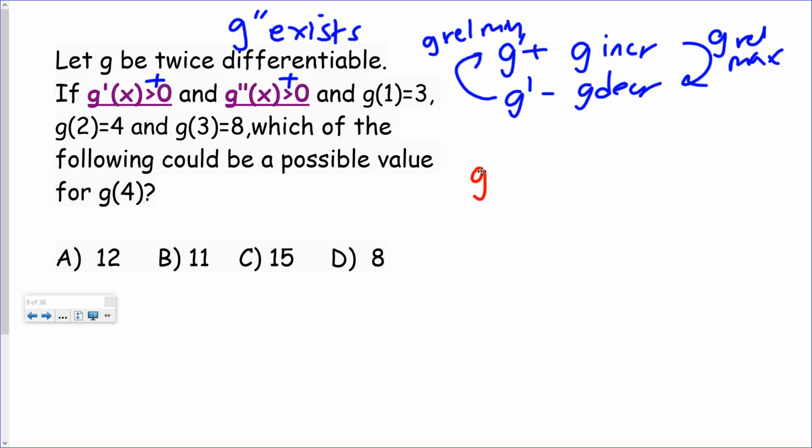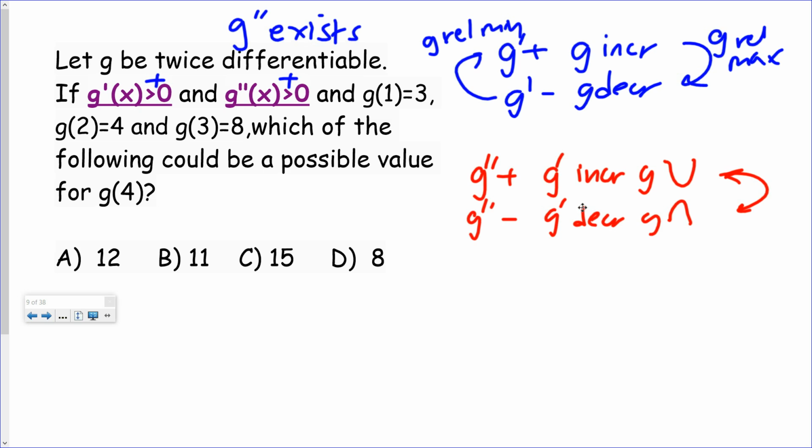Then you also know when G double prime is positive, what do you know about G prime? Increasing, and G is concave up. And if G double prime is negative, what do you know about G prime? It's decreasing and G is concave down. What happens when I move between these two rows? I have a POI. On what function though? On G. Okay, so the POIs are always back on the original function G.